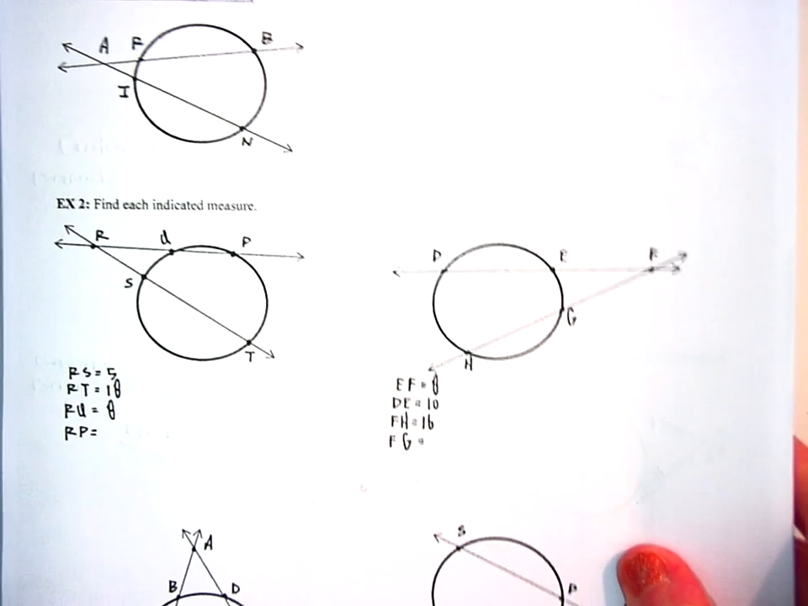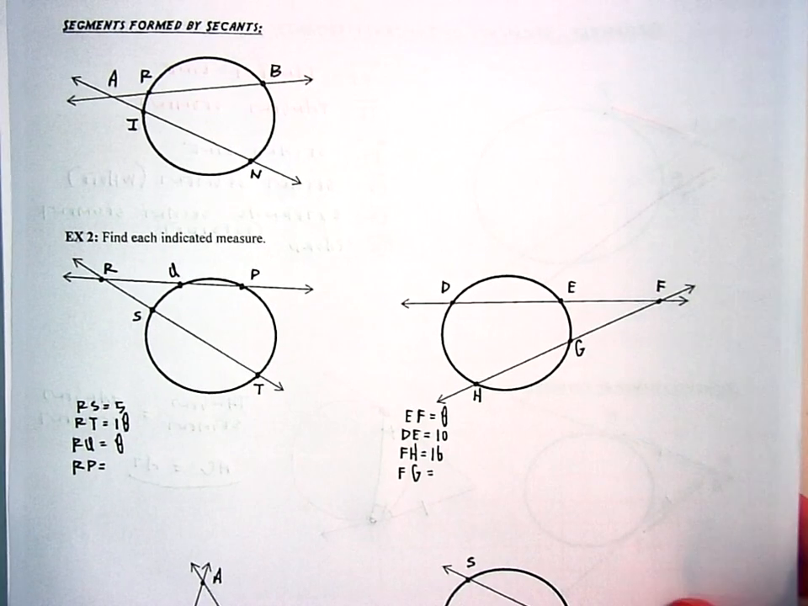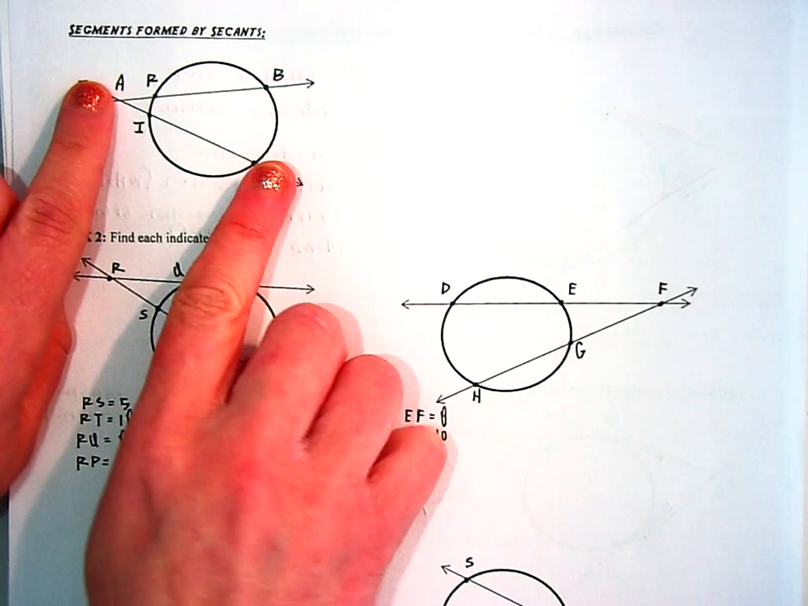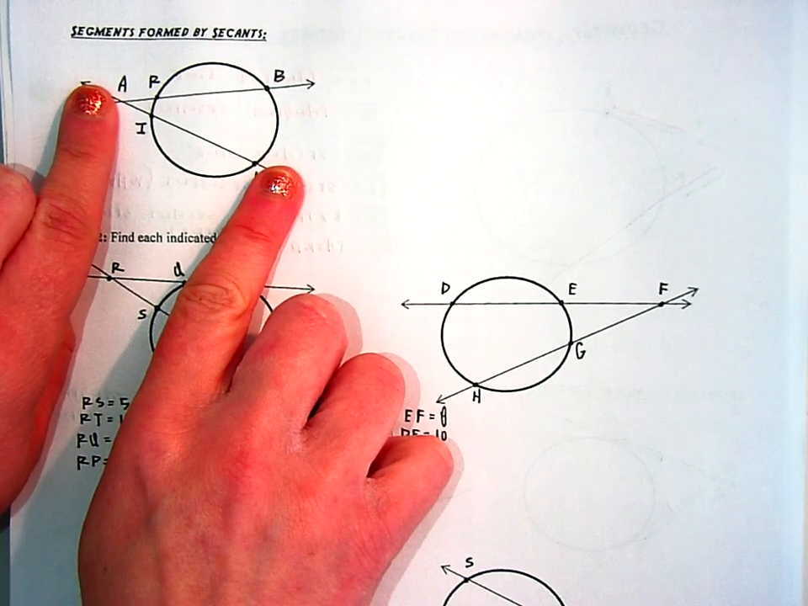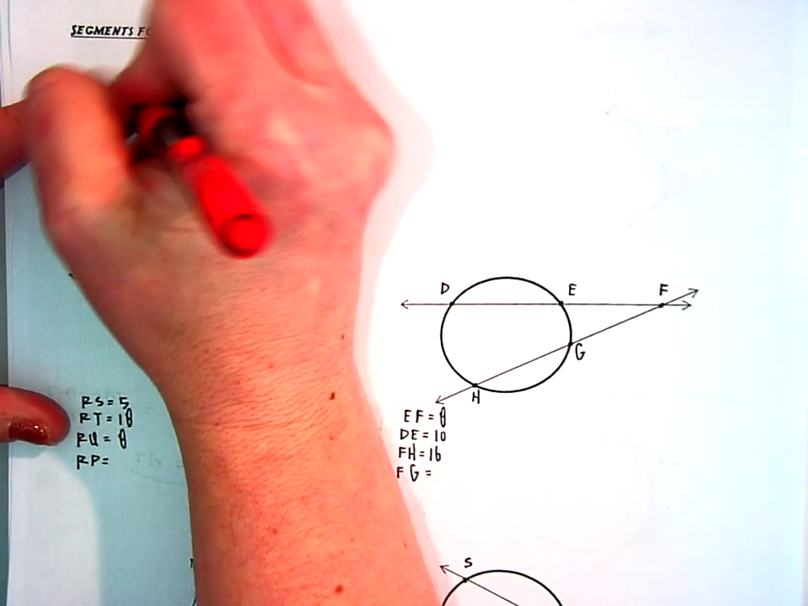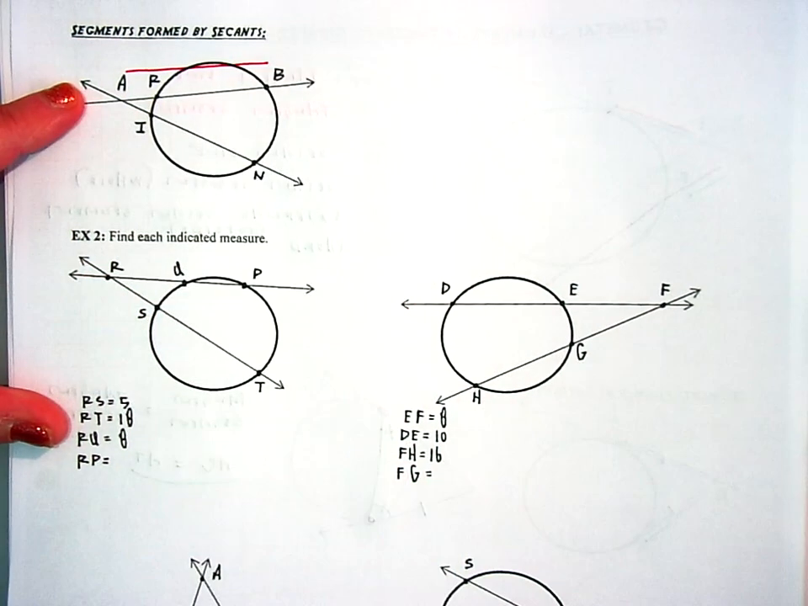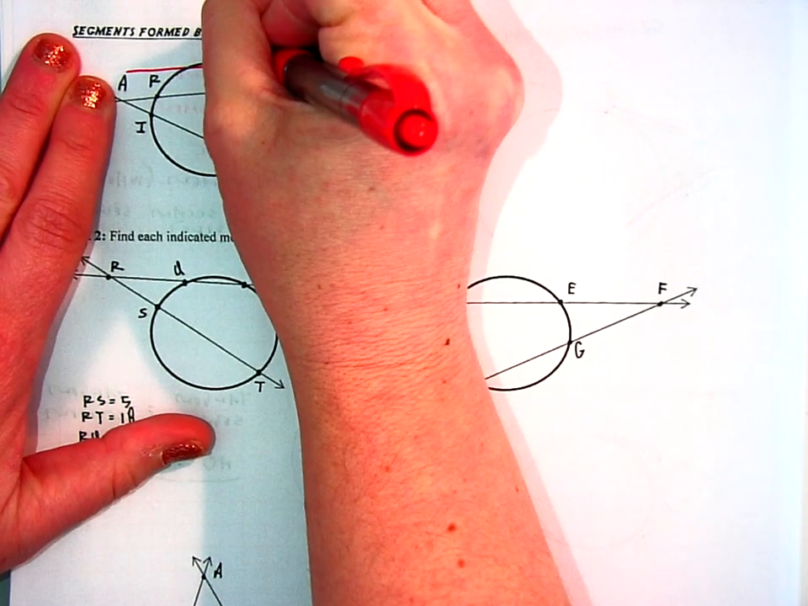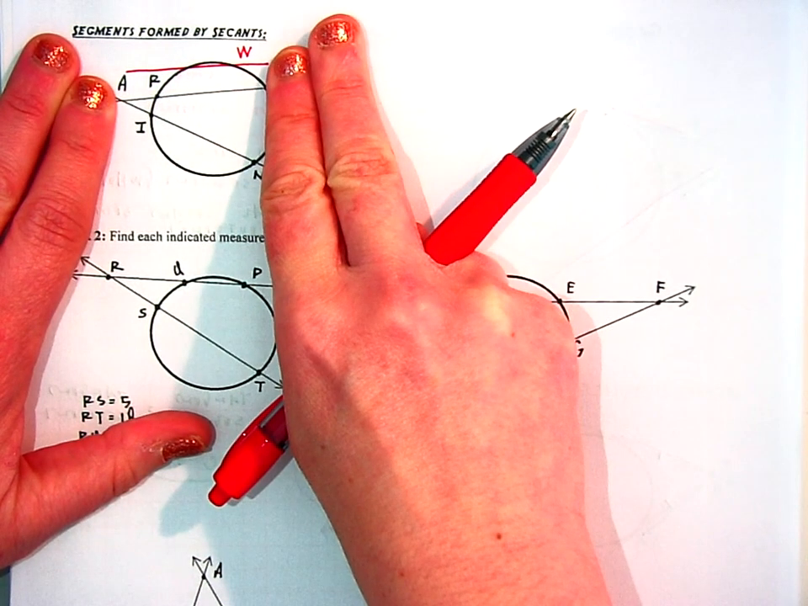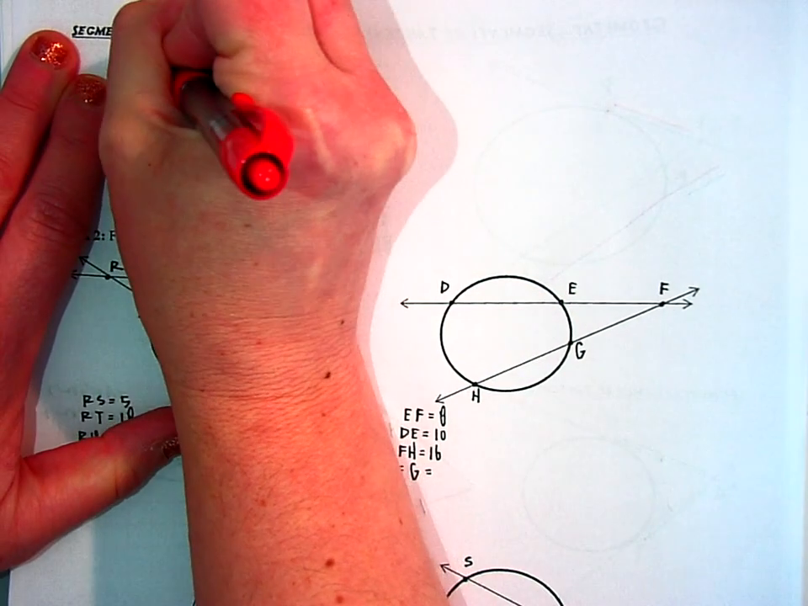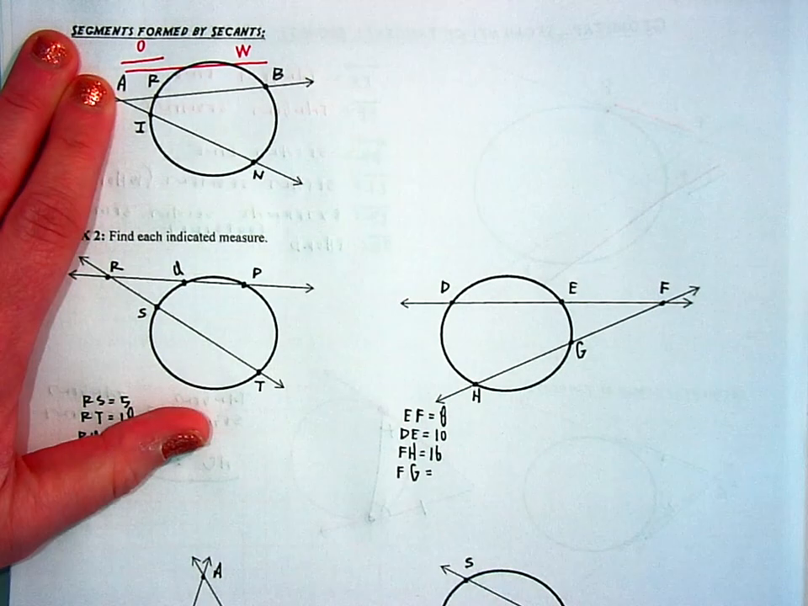Okay, here we're looking at the relationship between secants and their segments. We're looking at how this secant segment relates to this secant segment. What I'm going to have you do now is label this whole secant segment. From A to B, that's the whole secant segment, so I'm going to write W for whole. Then from R to A, this is the outside portion of it, so I'm going to label that with an O for outside.